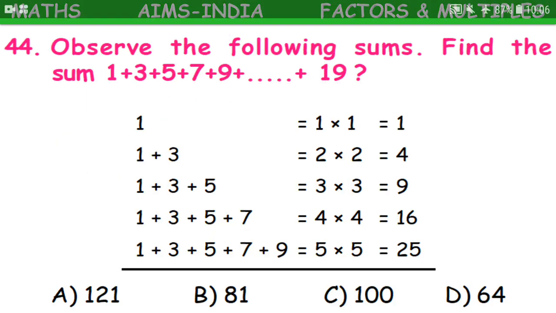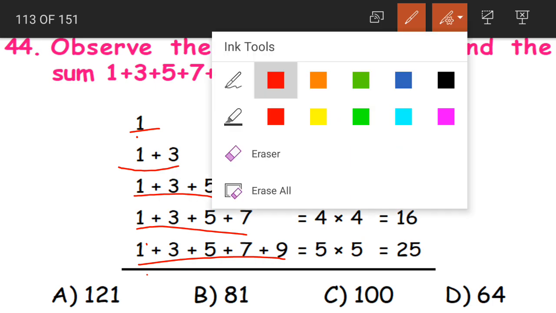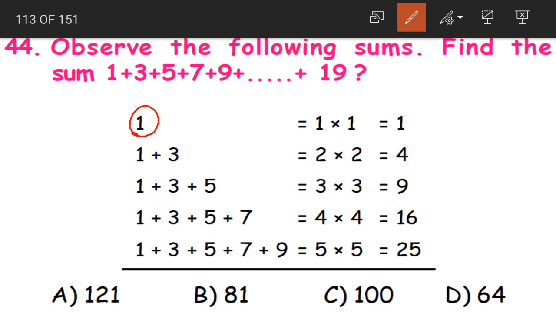Understood, children? Yes. Observe the following sum. Find the sum 1 plus 3 plus 5 plus 7 till 19. If we observe here, all the numbers are odd numbers. What are they? All the numbers are odd numbers. Here we are having only one odd number. So we have taken 1 into 1 is equal to 1. 1 plus 3 is equal to 4.